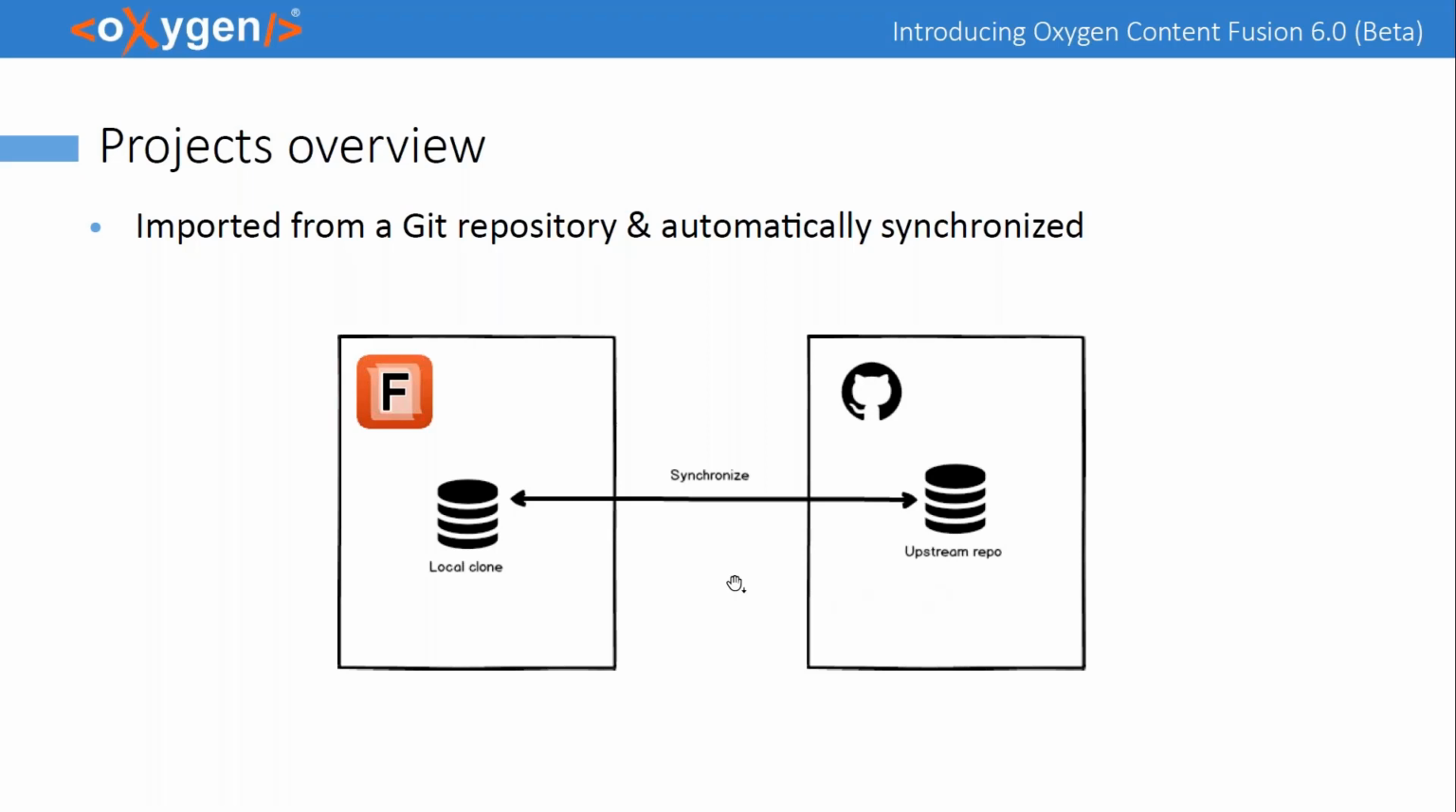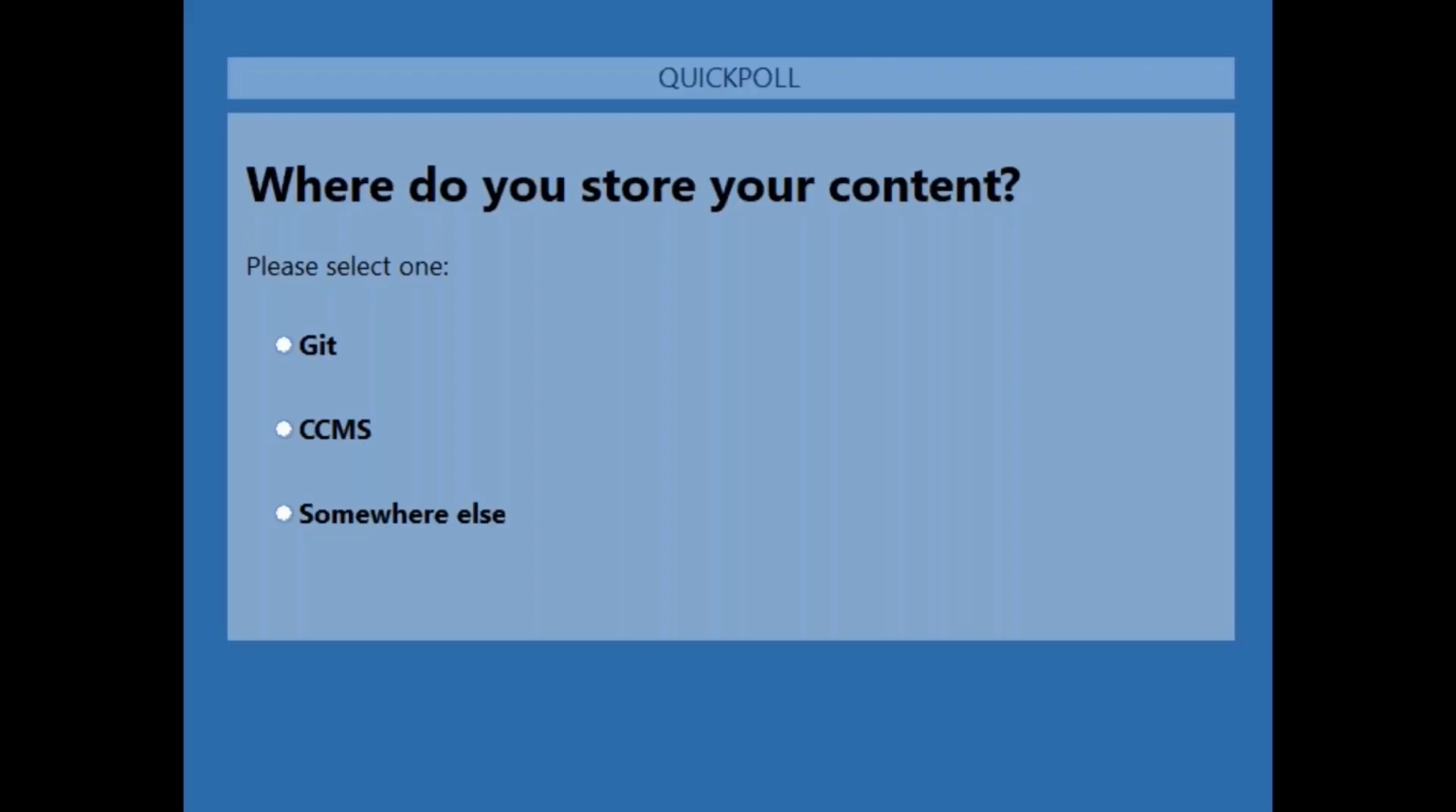Now I will let my colleague Aline present the first poll that we have in this webinar, which is about the place where you store your content, whether it's Git, a CCMS, or something else.